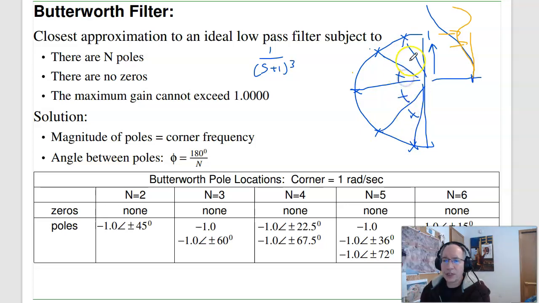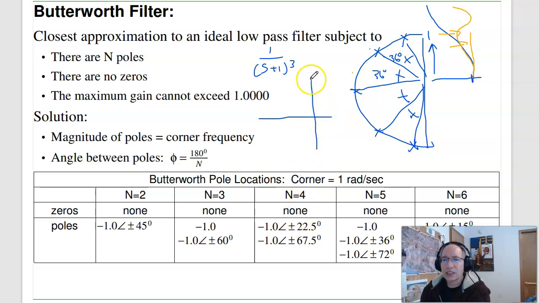180 over 5 is 36 degrees. So this is 36 degrees. That's 36 degrees. And it gives you these poles. So again, the pole location is really easy to calculate.